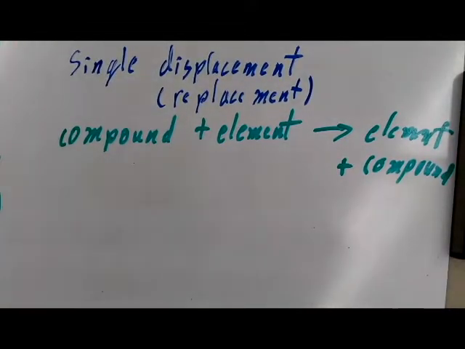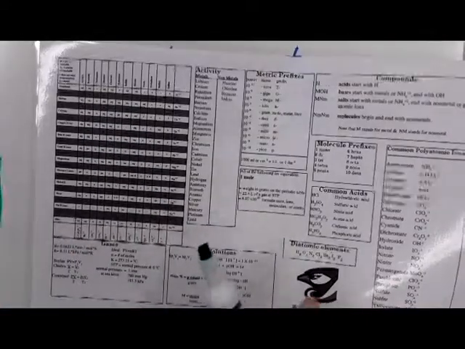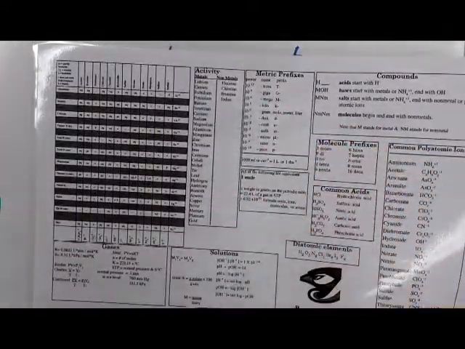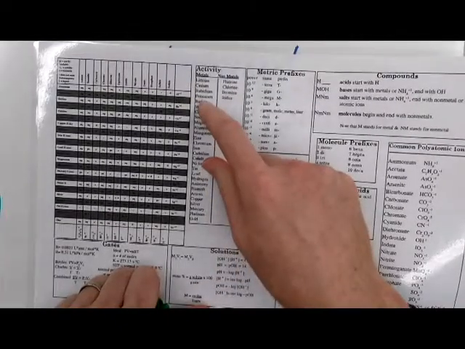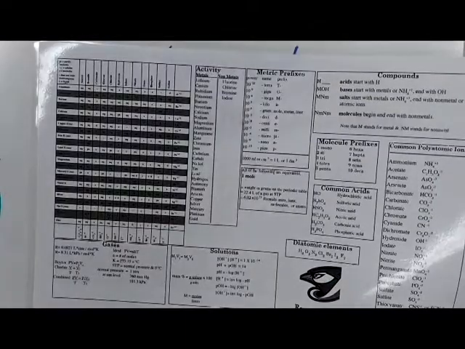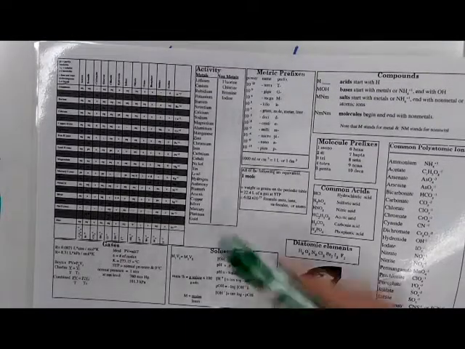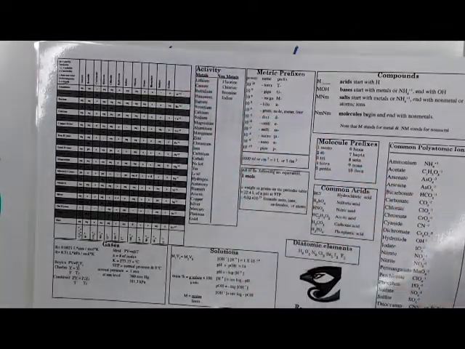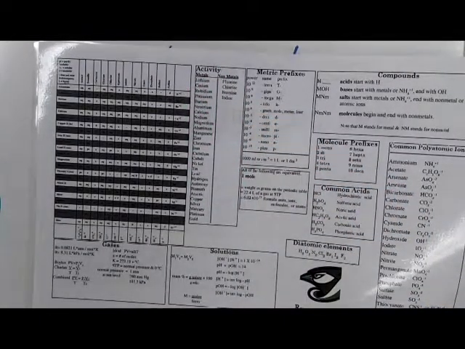So if you look on your periodic table, we're going to need this to be able to do these type of reactions. We have this chart on the back here. It's called the activity chart. So if you notice on the activity chart, some of these elements are higher up than others. This activity chart is basically saying how much these elements want to react. So the elements at the top of this activity chart are the ones that really want to be in a compound. They're really reactive. They don't want to be by themselves. They want to be with something else.